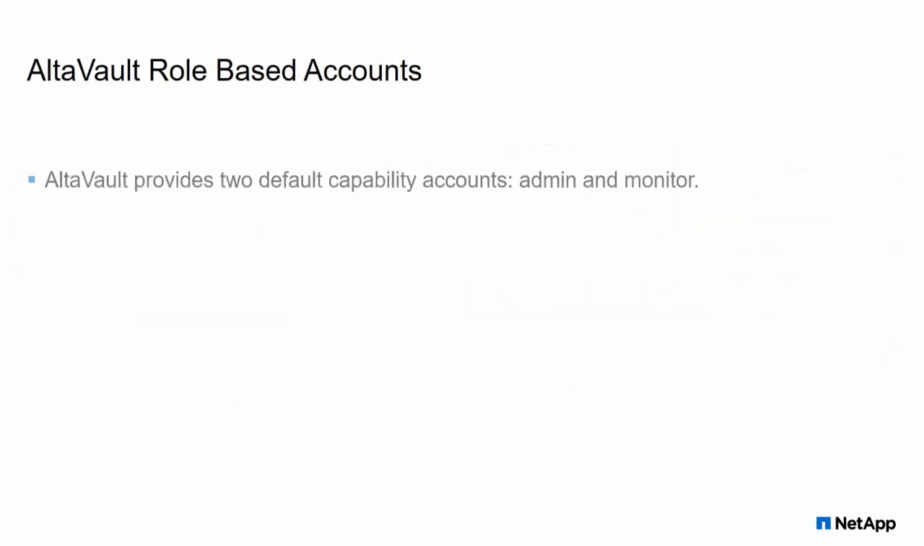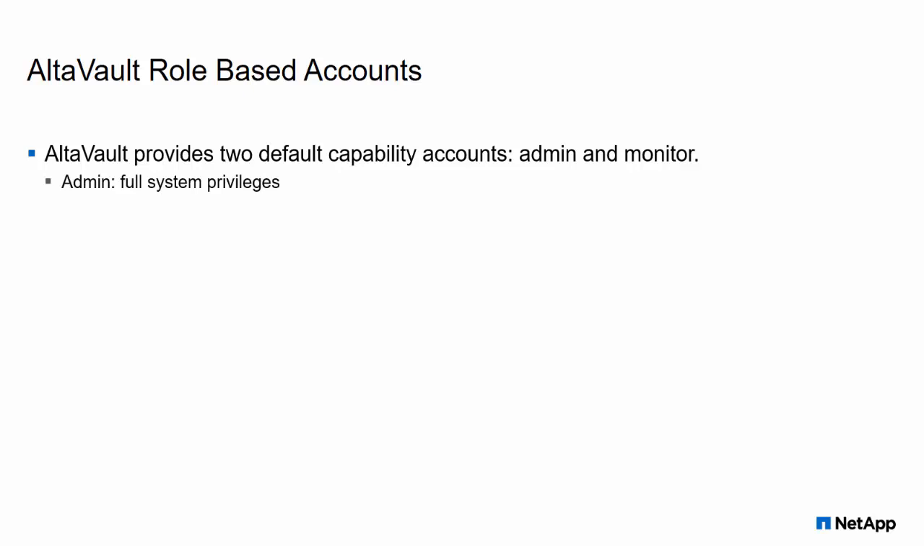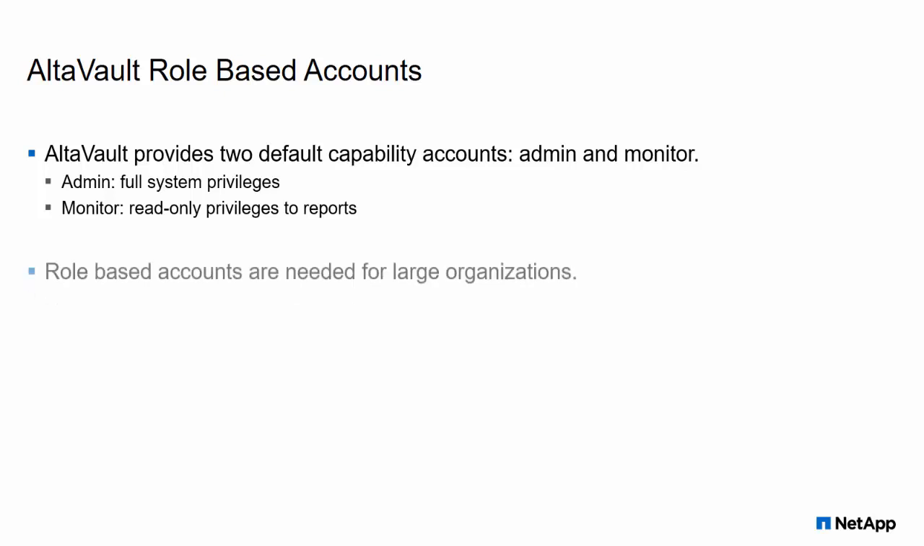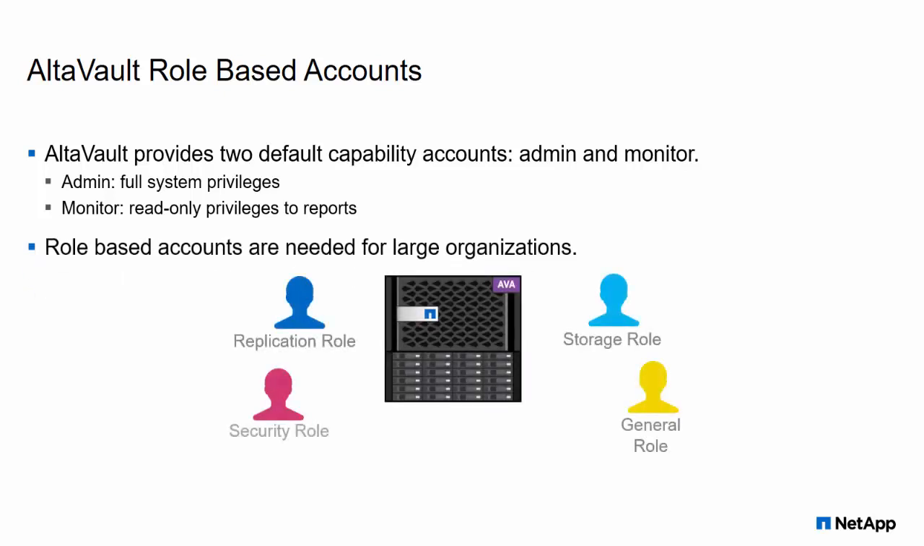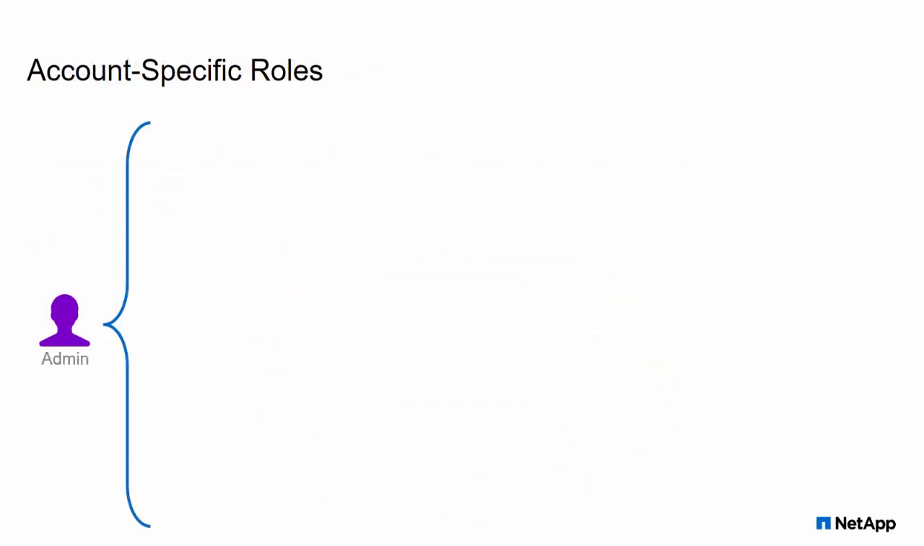Now, when an AltaVault appliance is deployed for the first time, two system accounts are automatically created and are available for use: an admin user who has full system privileges, and a monitor user who has read-only privileges to reports. These are called capability-based accounts. To address more specific requirements of IT organizations, AltaVault provides role-based accounts and 7 account-specific roles that can be assigned: replication, storage, security, general, pre-pop, reports, and admin. Each role is different in what it will allow a user to do with AltaVault.